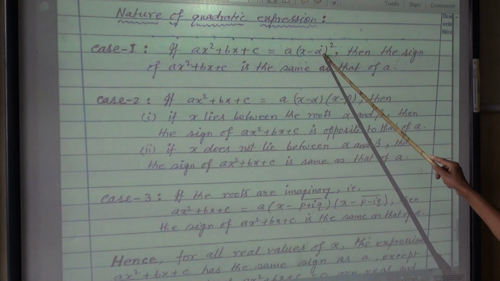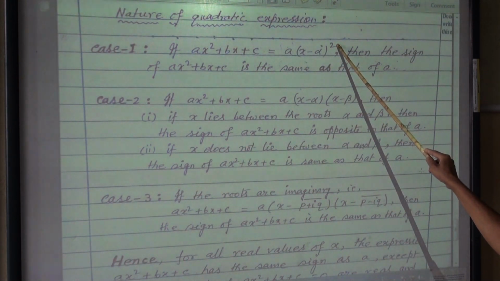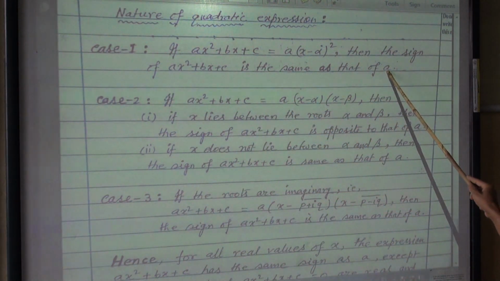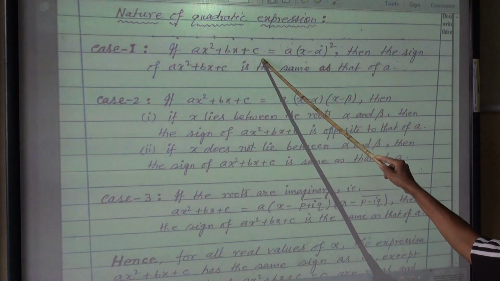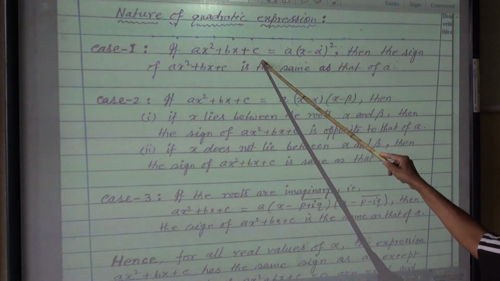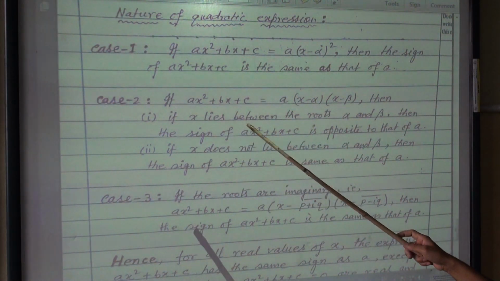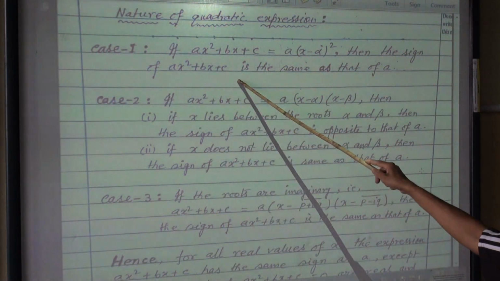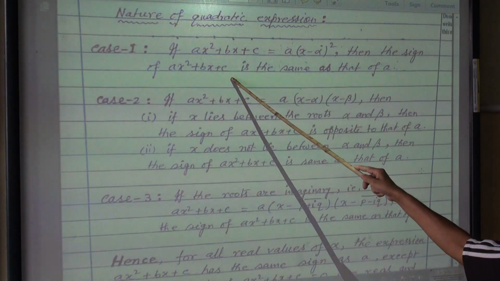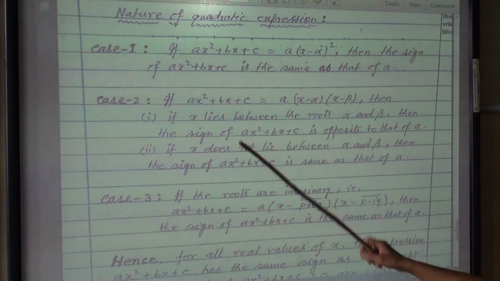If it is possible to express it in the something-whole-square form, then the sign of this expression is the same as A. If A is positive, this expression will be positive. If A is negative, this expression will be negative. I have already solved one problem, positive, negative, I have shown there. So from this you can directly make out, if it is something whole square, the sign will be positive if A is positive, and negative if A is negative.